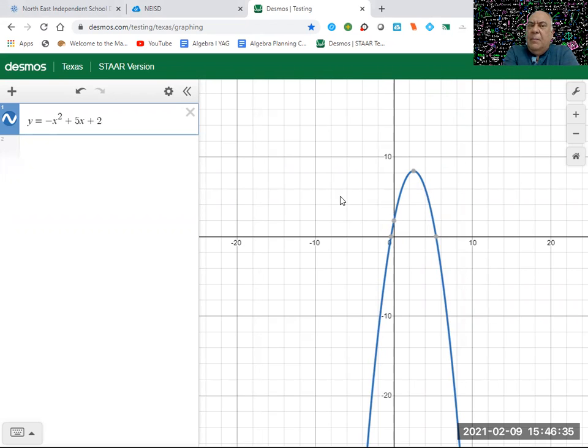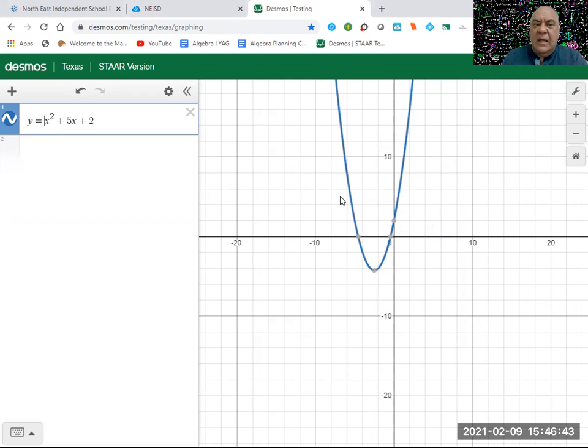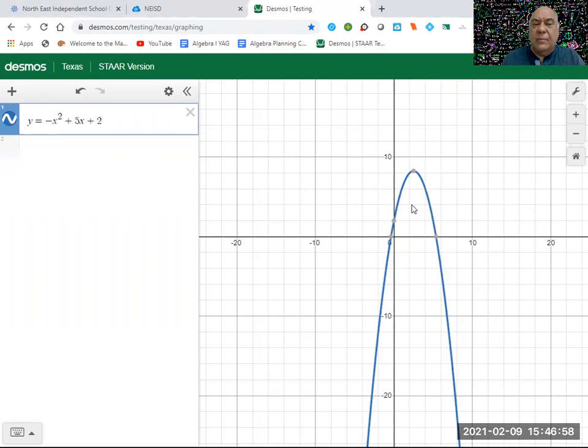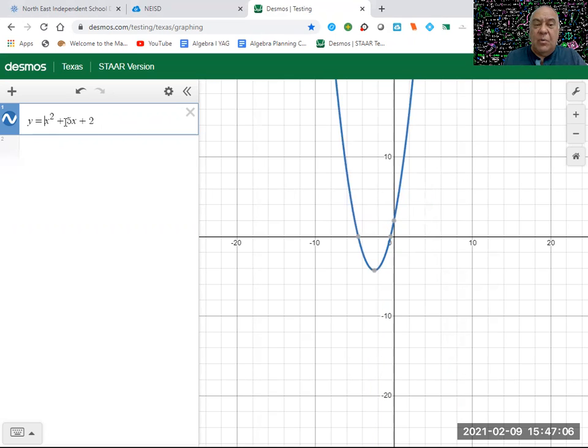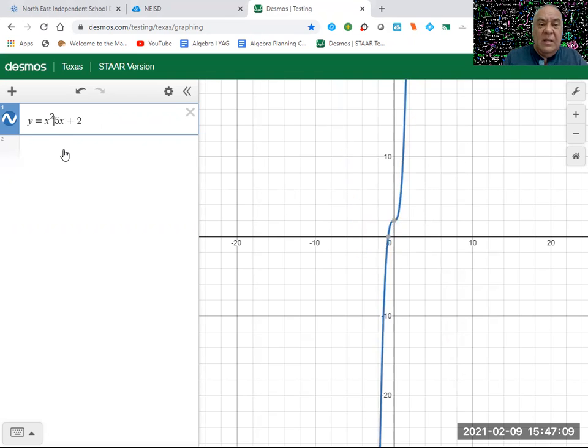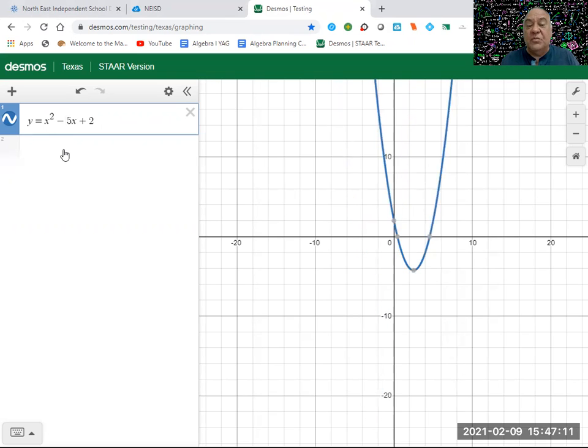So that's going to take a little bit of practice to understand that concept. So if the a term is positive and the b term is positive, it moves it to the left of the y-axis. If the a term is negative and the b term is positive, it moves it to the right of the y-axis. Okay, and it works the exact opposite. If I put a term positive and b negative, it moves it to the right.